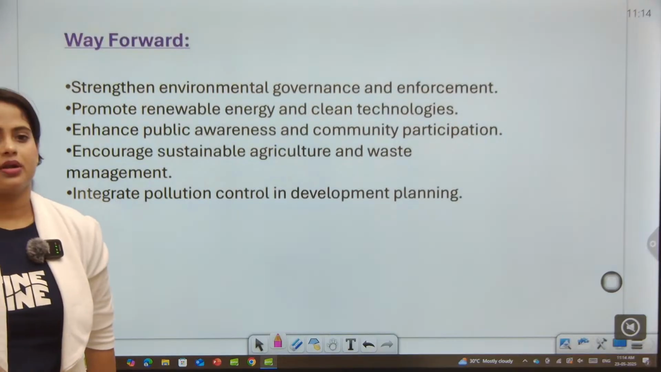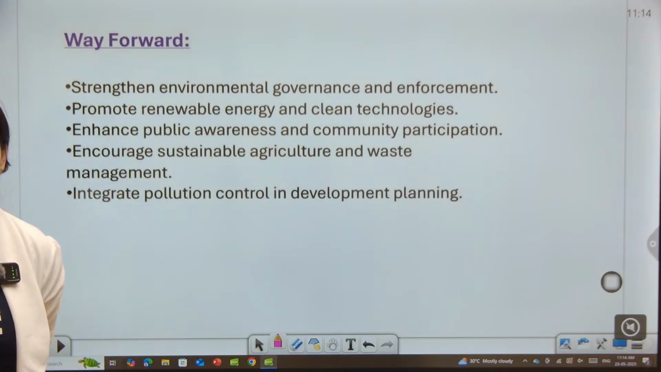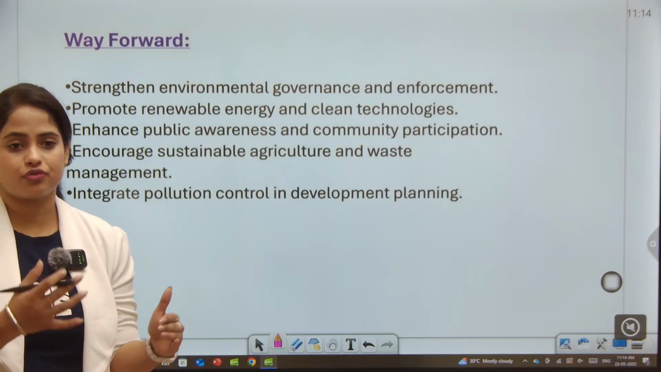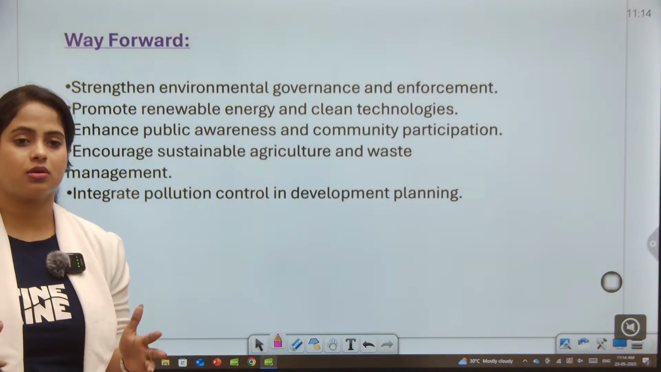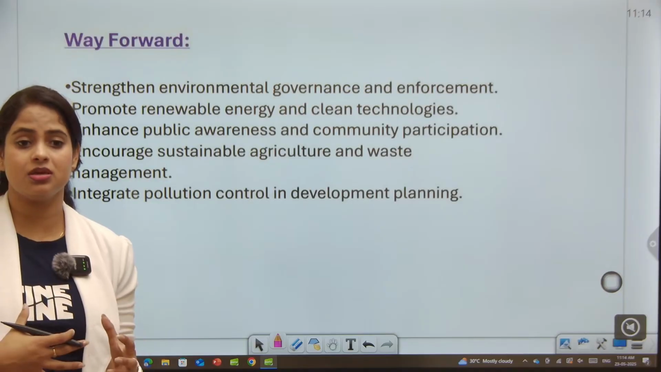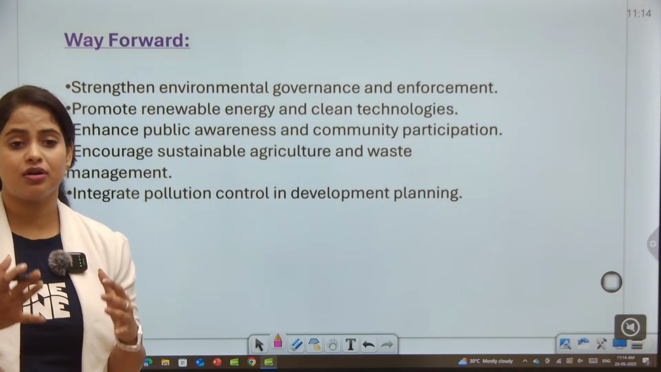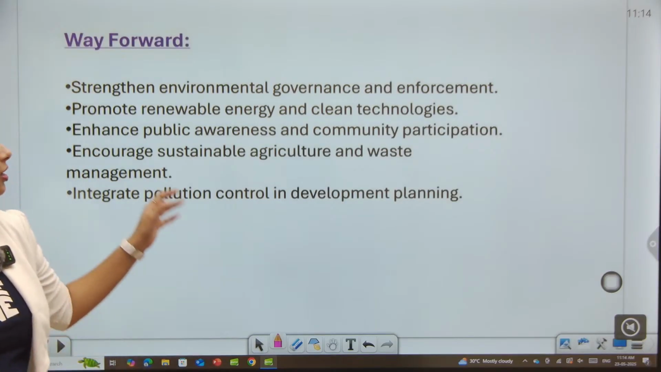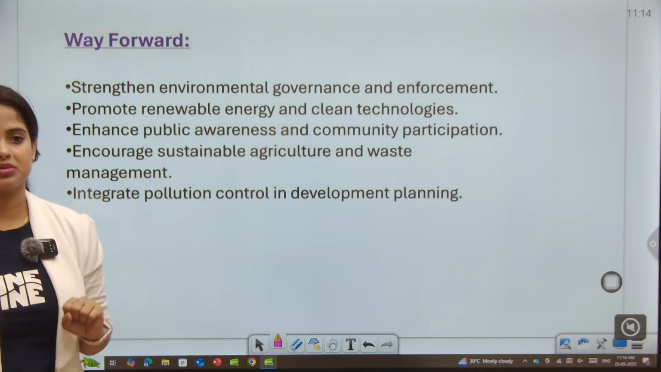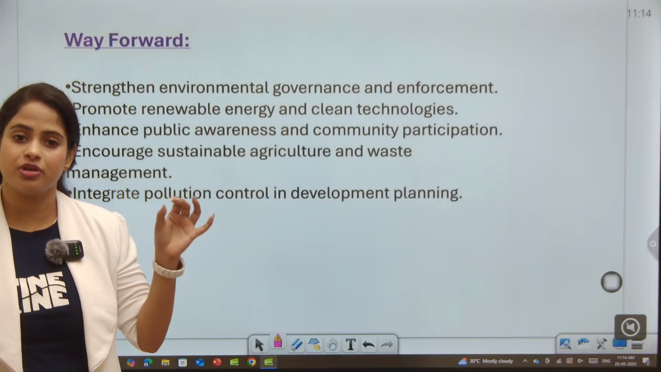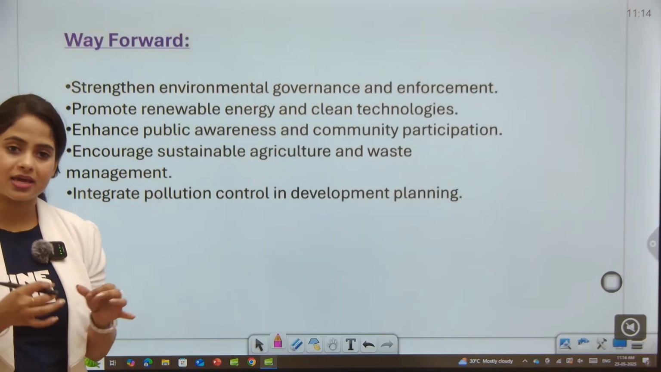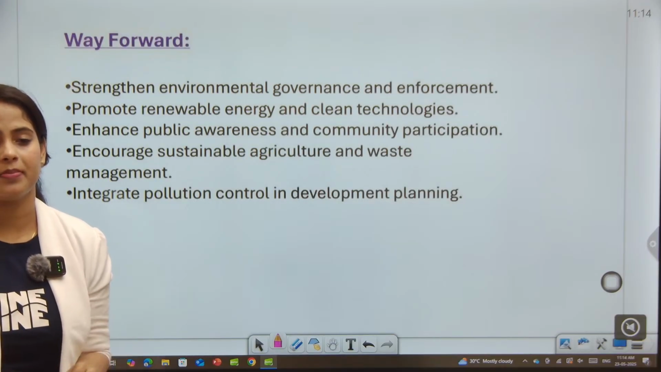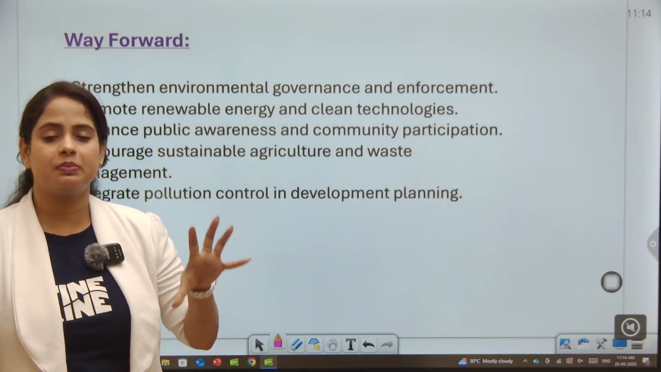So what is the way forward? Strengthen environmental governance and enforcement. Obviously, pollution has to be controlled by all the people, not only through government initiatives, because we cannot pollute our environment, as it is directly or indirectly connected with us. Promote renewable energy and clean technologies. Enhance public awareness and community participation. Encourage sustainable agriculture and waste management, and integrate pollution control in development planning. So this is all about the briefing on pollution.